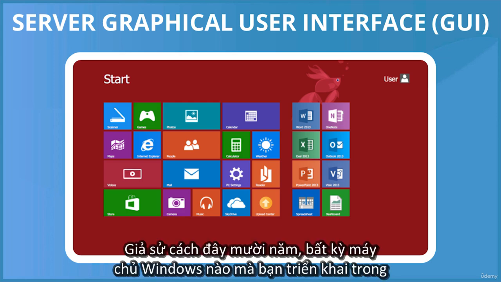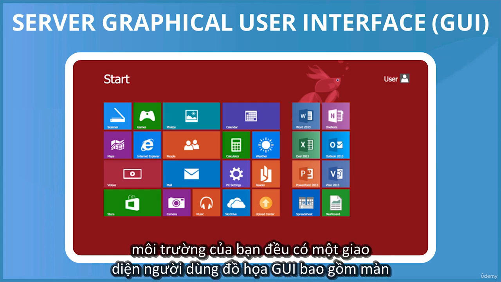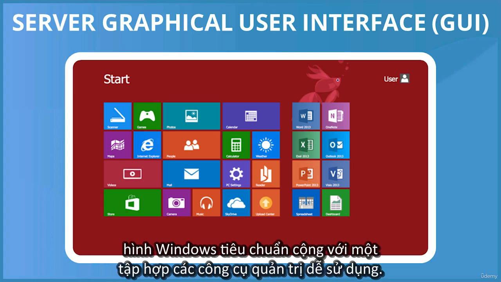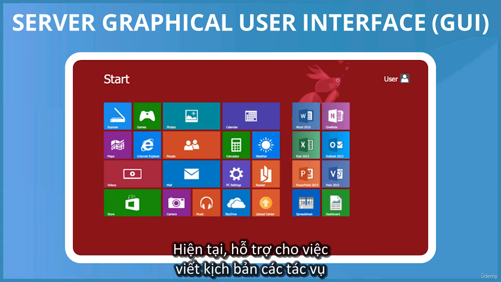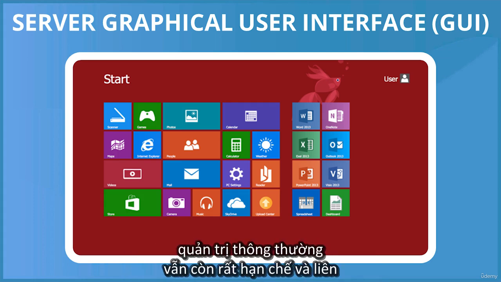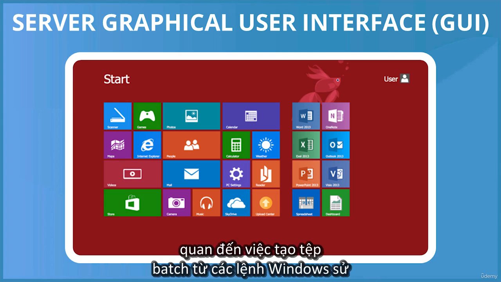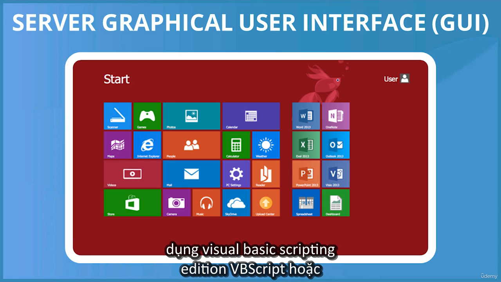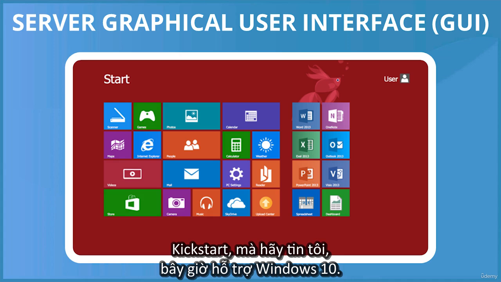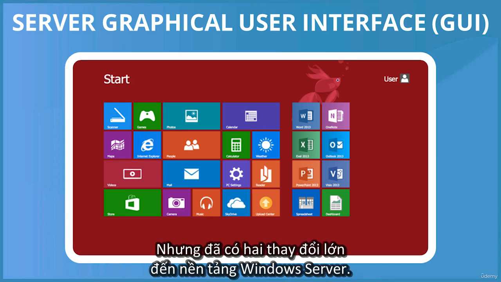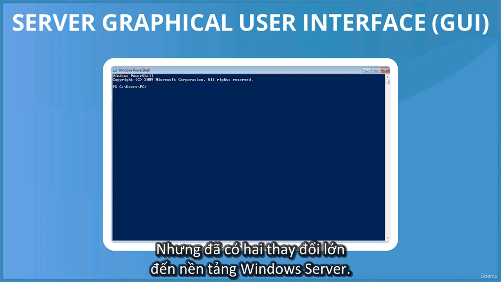All right, so let's just say 10 years ago, any Windows server that you deployed in your environment had a graphical user interface, GUI, that included the standard Windows desktop plus a collection of easy-to-use administrative tools. You can employ these to configure, manage, and troubleshoot your server. Now, support for scripting common administrative tasks was still sketchy at best and involved either creating batch files from Windows commands, using Visual Basic Scripting Edition, VBScript, or employing a third-party scripting solution like Kickstart, which, believe it or not, now supports Windows 10. But along came two major changes to the Windows Server platform.